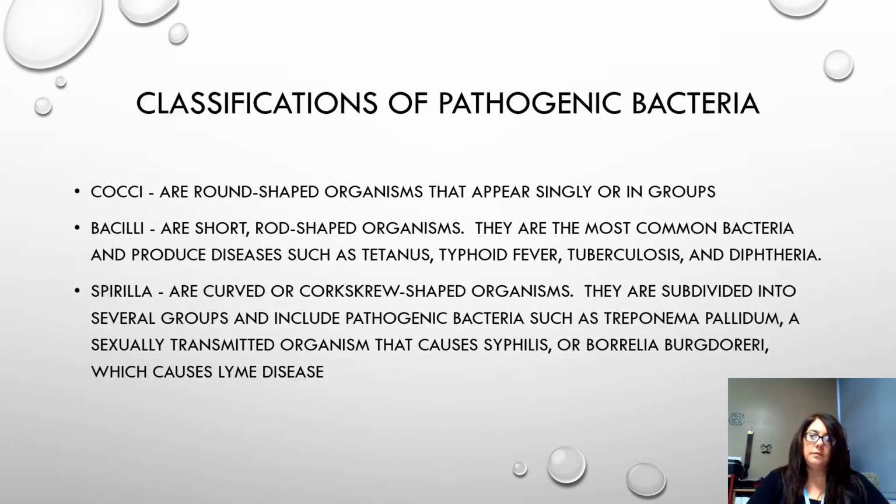There are three classifications of pathogenic bacteria. You have cocci, bacilli, and spirilla. Cocci are round-shaped organisms that appear singly or in groups. Bacilli are short, rod-shaped organisms, and spirilla are curved or corkscrew-shaped organisms. Bacilli are the most common bacteria and produce diseases such as tetanus, typhoid fever, tuberculosis, and diphtheria. And spirilla are subdivided into several groups and include pathogenic bacteria such as Treponema pallidum, a sexually transmitted organism that causes syphilis, or Borrelia burgdorferi, which causes Lyme disease.